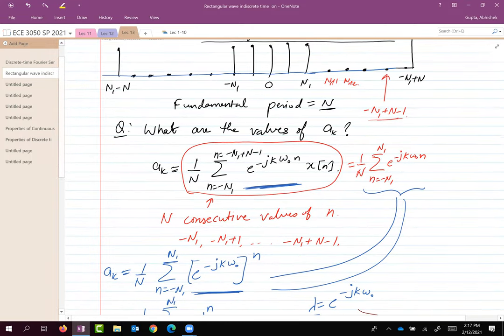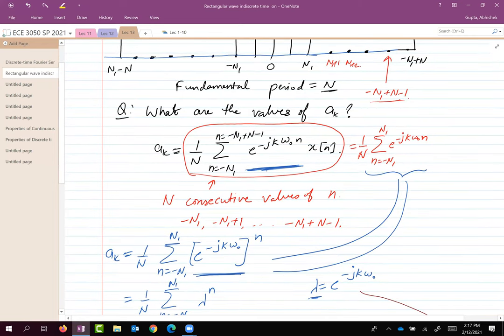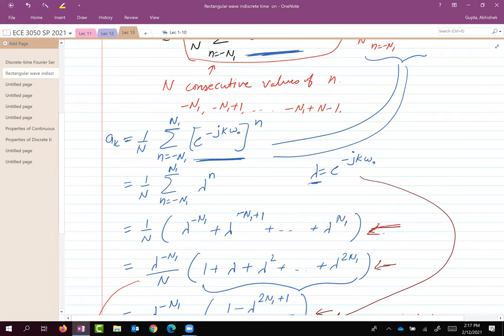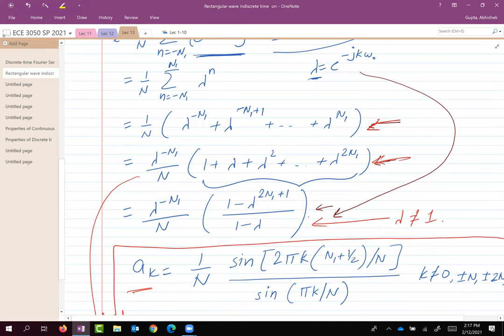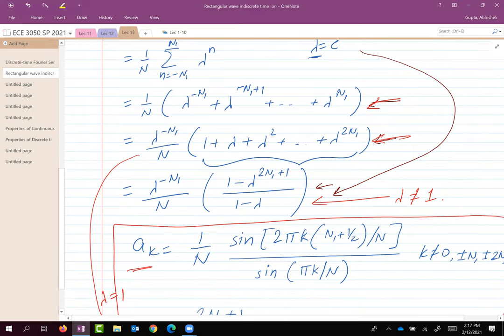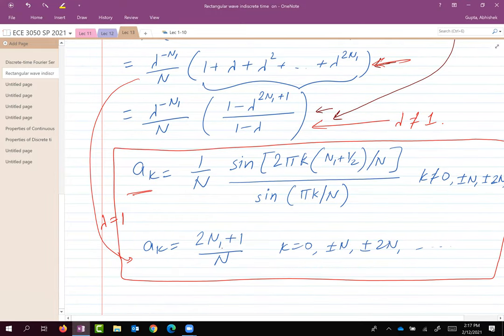Okay, so let's go back because your internet died. We had this ak that can be computed in this fashion. We converted it into the sum of a geometric series right here, and by doing some manipulation, we arrived at this particular equation. We recognize how to compute this geometric sum. When lambda is not equal to 1, I can write it in this form. When lambda is equal to 1, I can just substitute lambda equal to 1 and get the value as 2N1 plus 1 over capital N. And when lambda is not equal to 1, which is the case when k is not equal to 0, not equal to plus minus N, not equal to plus minus 2N, I get the simplified format in this fashion. So now I have the Fourier series coefficients for this rectangular wave function.